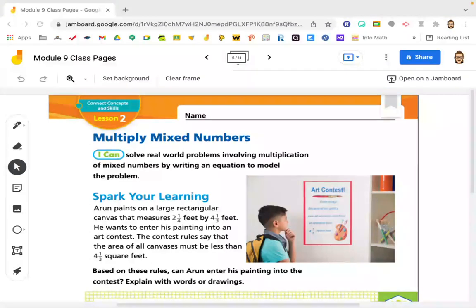So, if you look at Spark Your Learning, it says Aaron paints a large rectangular canvas that measures 2 1/4 feet by 4 1/3 feet. He wants to enter his painting into an art contest. The contest rule says that the area of the canvases must be less than 4 1/3 square feet. Based on these rules, can Aaron enter his painting into the contest? Explain with words or drawing.